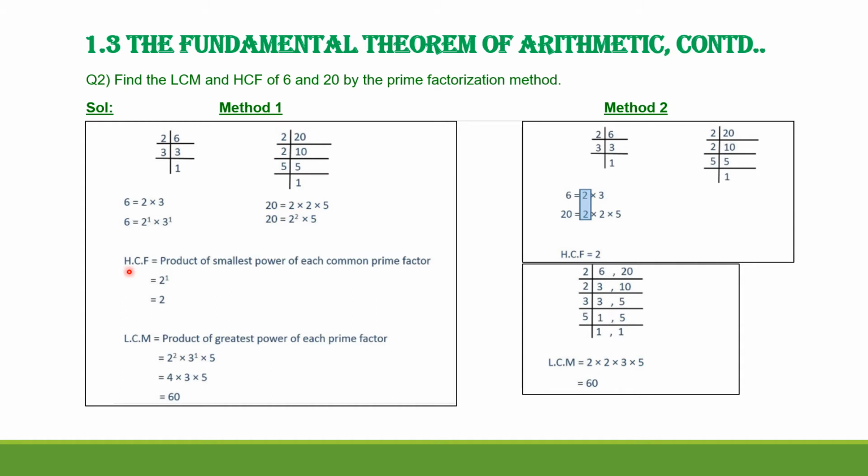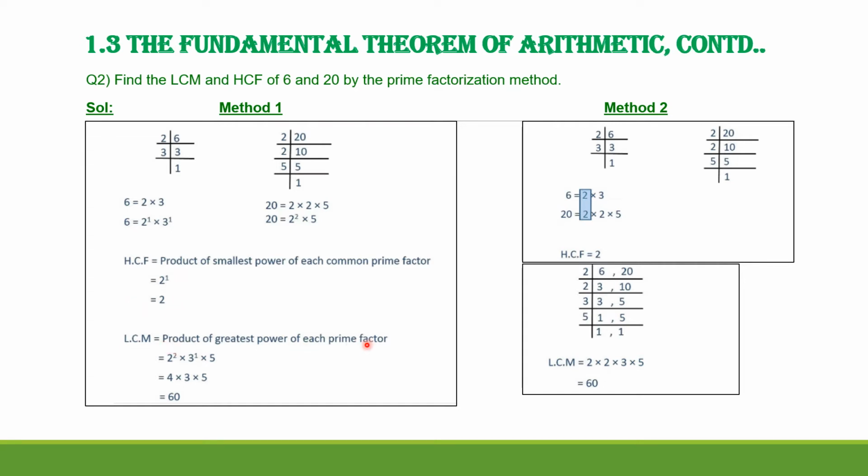HCF, the highest common factor, is the product of the smallest power of each common prime factor. From both numbers 6 and 20, which factor is common? 2 power 1. If you see this side, 2 power 1 is there. Does 3 power 1 come here? No. 5 is here, but is 5 there? No. So what is common here? 2 power 1. It is coming in both the numbers. So the highest common factor is 2 power 1, which is 2.